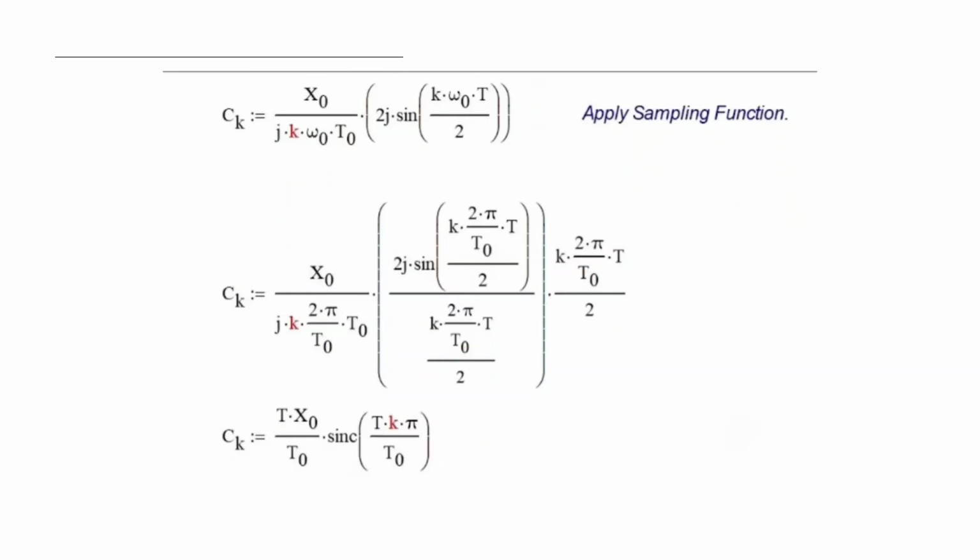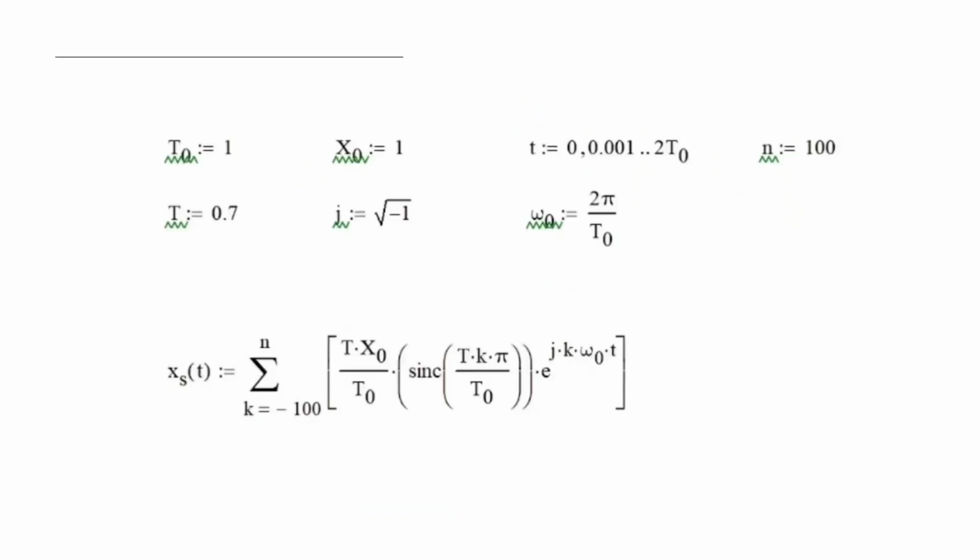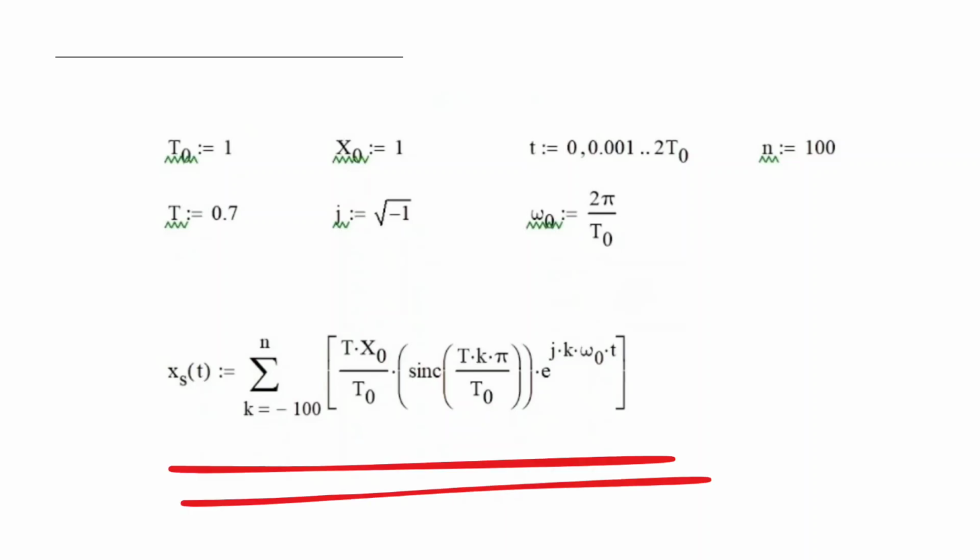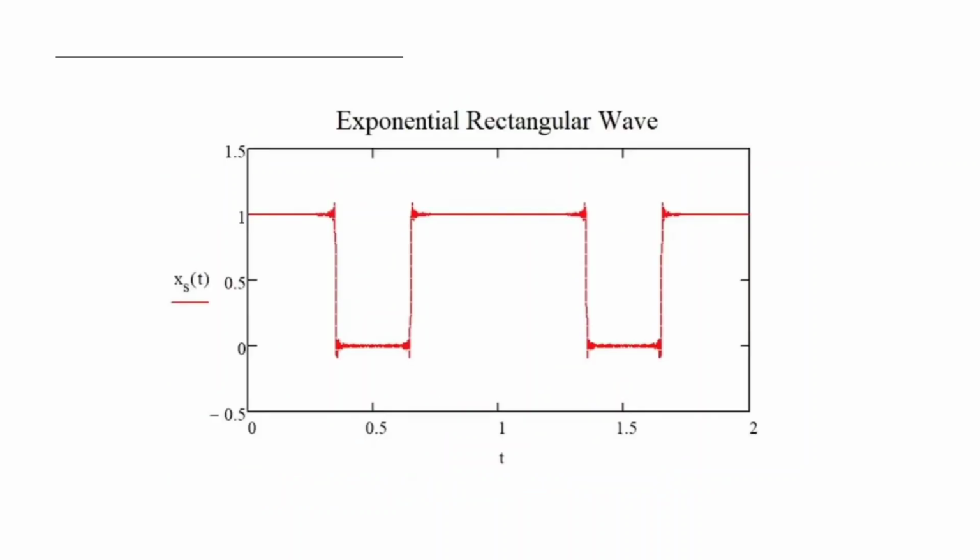So the final equation of the rectangular waveform in unipolar form using the exponential Fourier series is c sub k equals T x naught over T naught sinc of T k pi over T naught. Now, applying some substitution to some important values, this is the final equation to be used in order to derive the waveform using MathCAD. So this is the exponential rectangular wave.